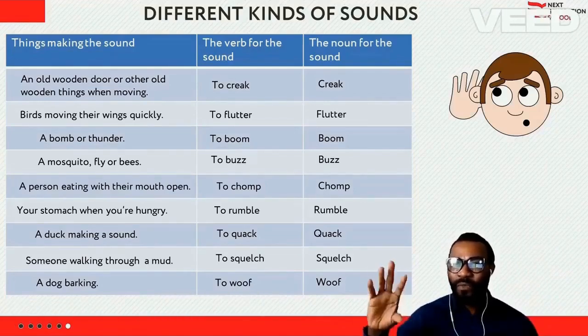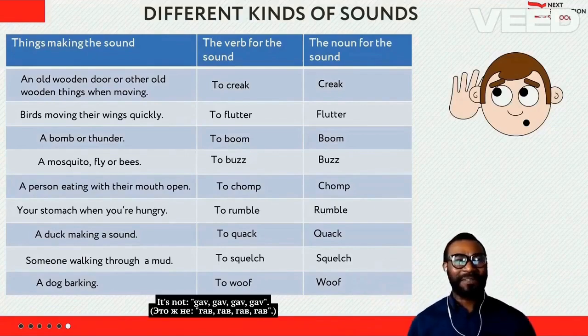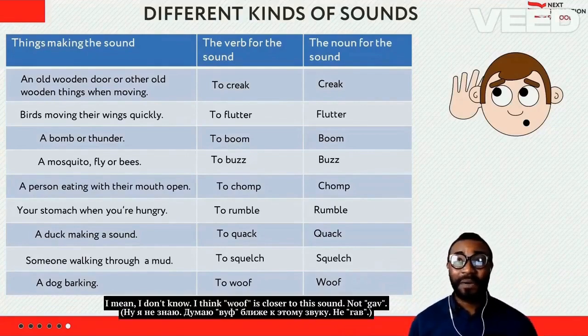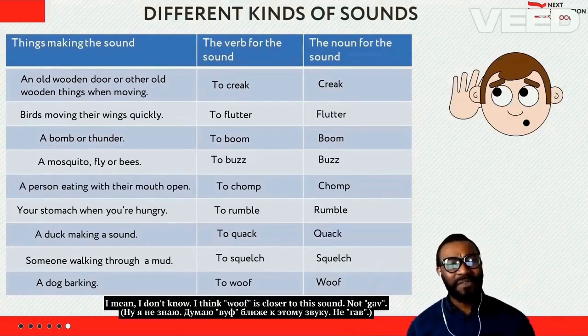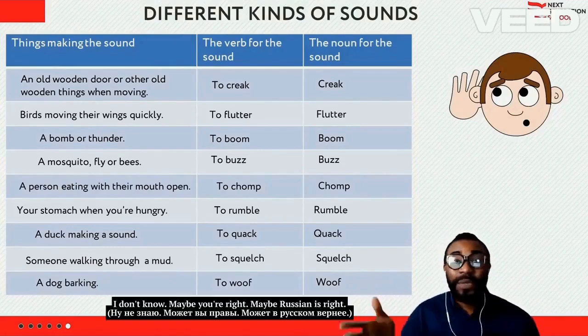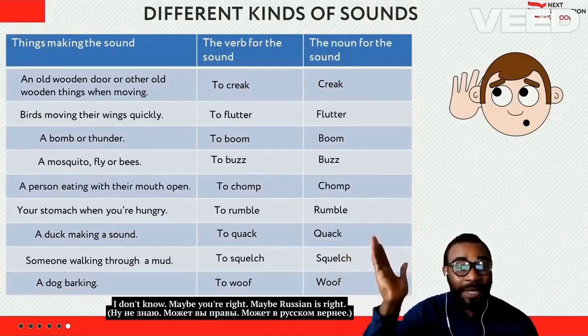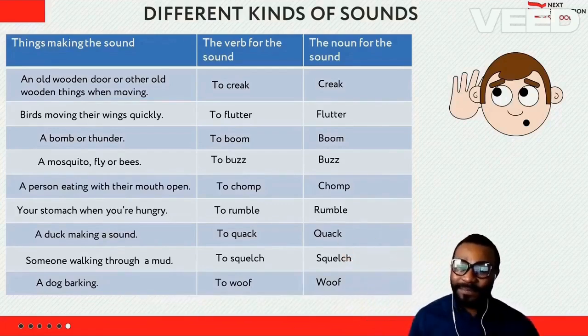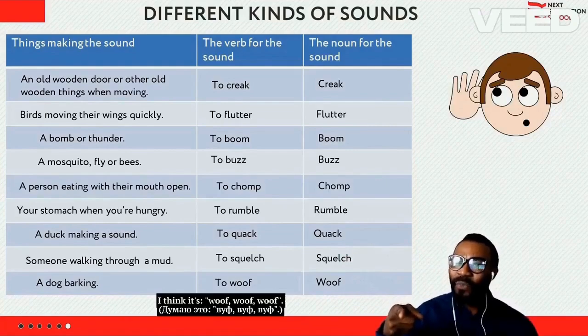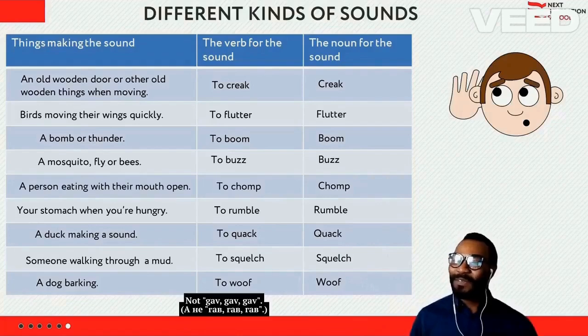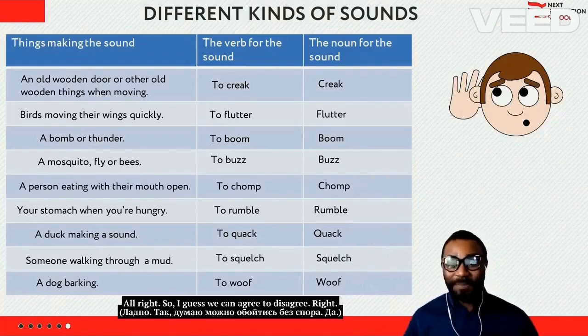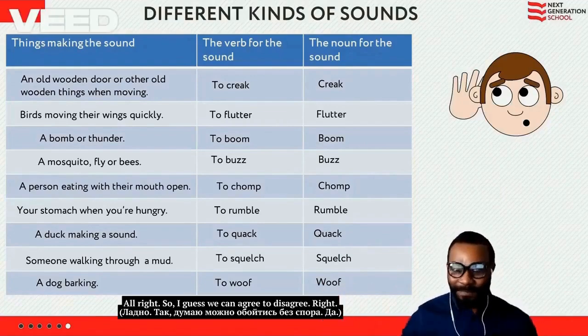Woof, woof, woof. It's not gaff, gaff, gaff. I mean, I don't know. I think woof is closer to this sound, not gaff. But I don't know. Maybe you're right. Maybe Russian is right. Let's listen. I think it's woof, woof, woof, not gaff, gaff, gaff. All right, so I guess we can agree to disagree, right?